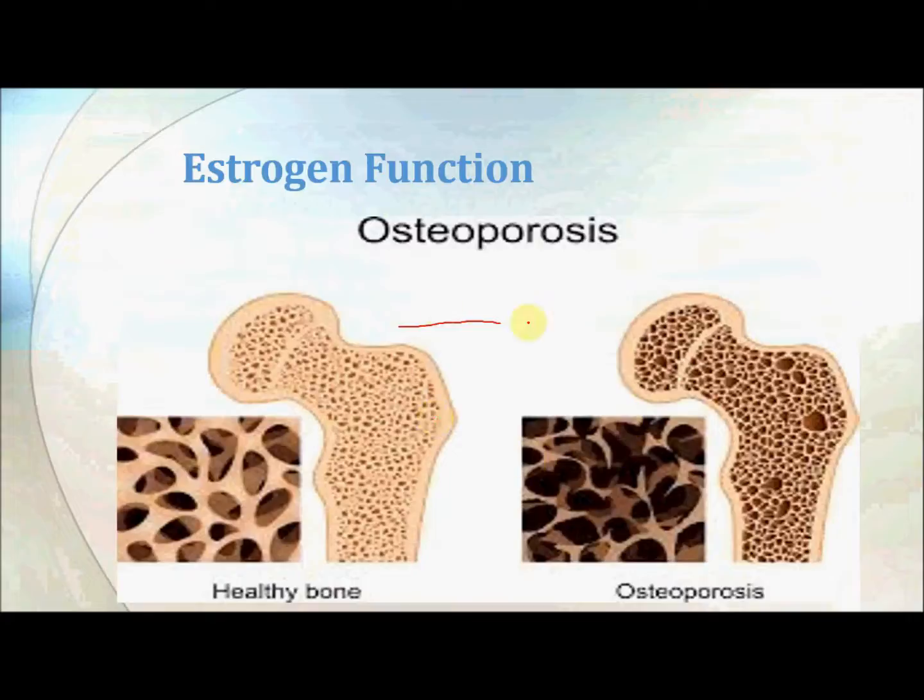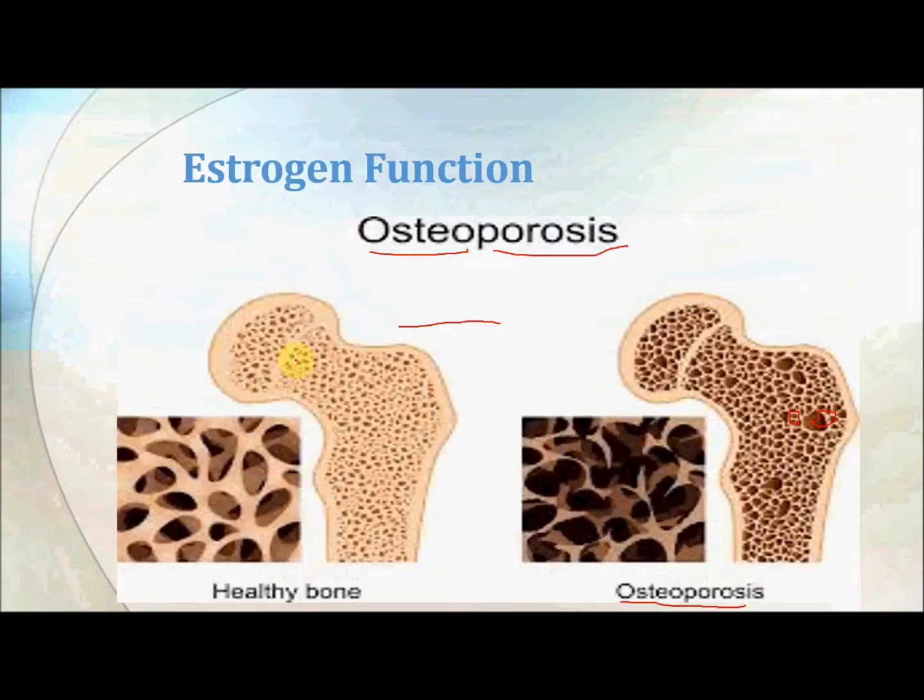What I mean by osteoporosis: osteo means bone, and porosis means the bone is very porous. As you can see, the healthy bone is mainly compact. However, in osteoporosis, we can see that there are many holes in there. And this is due to estrogen contributing to the osteoblast cells. Osteoblast forms the bone, osteoclast degrades the bone.